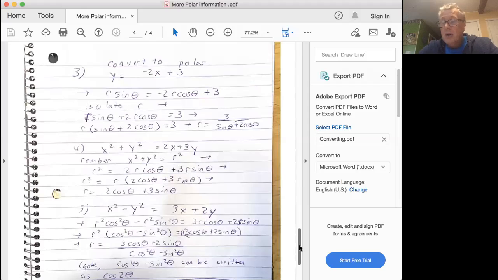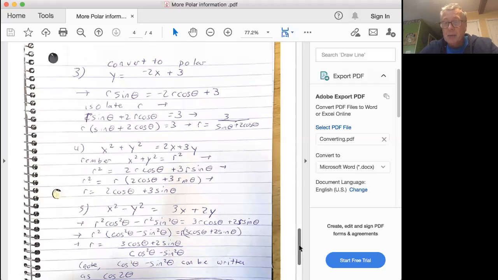Let's take a Cartesian equation or a rectangular equation and convert it to polar. So we start out with y equals minus 2x plus 3. So we're going to replace the y with r sine theta and the x with r cosine theta, and then isolate the r. So our goal here is really to get r by itself when we have this scenario.